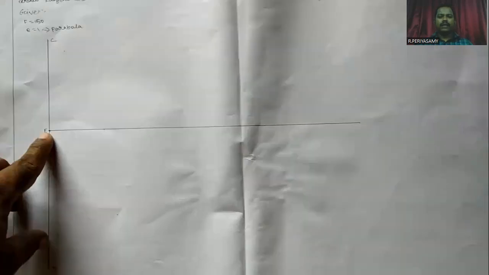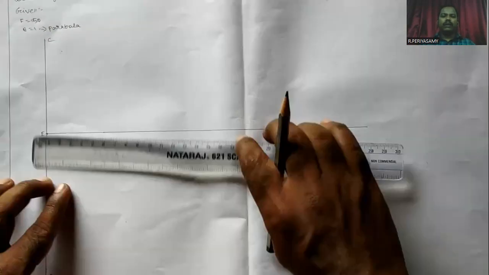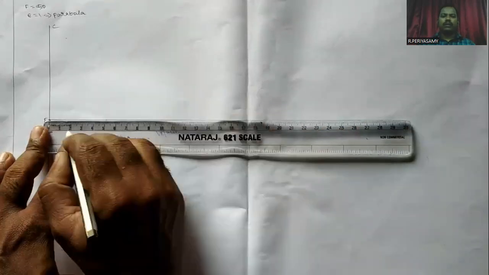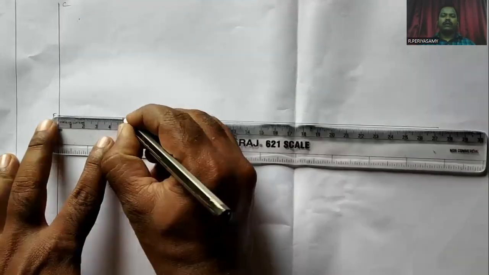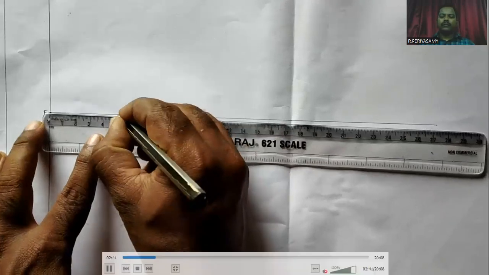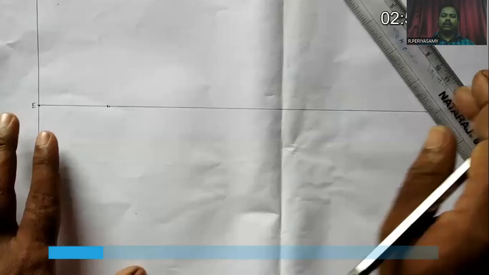Next, we have to find the focus. Here the vertical line CD is the directrix line, and the horizontal line is called the major axis. Now we have to find the focus distance. The focus is 50 mm from the directrix. From the directrix, we measure 50 mm, mark that point, and name it F.